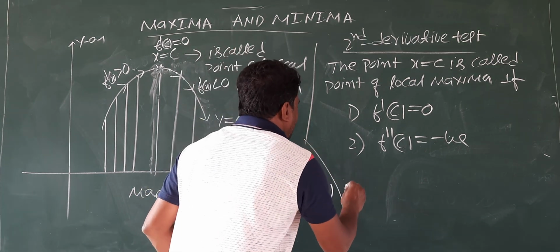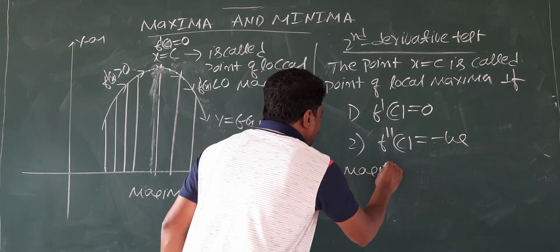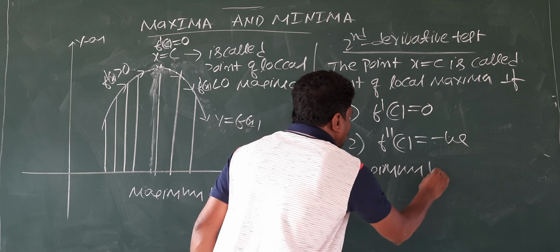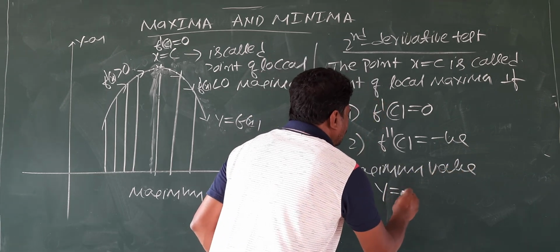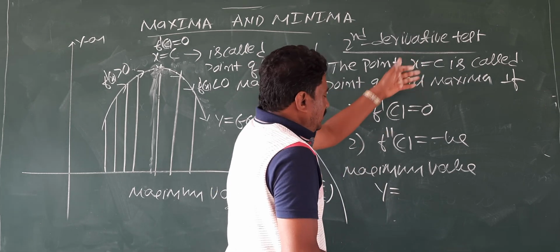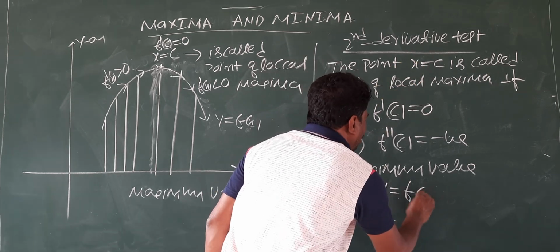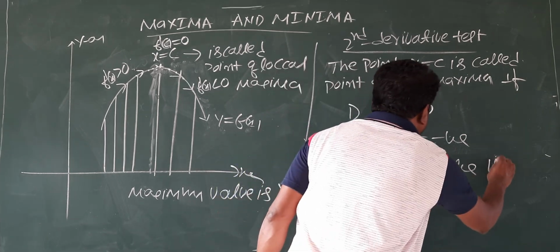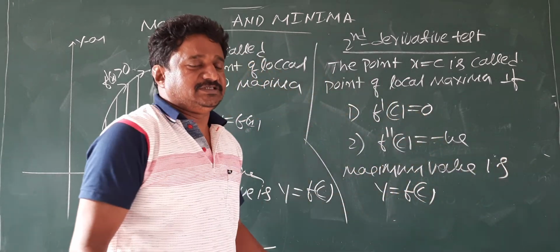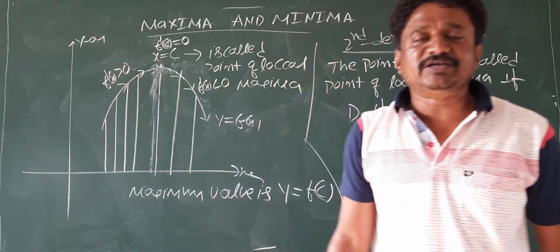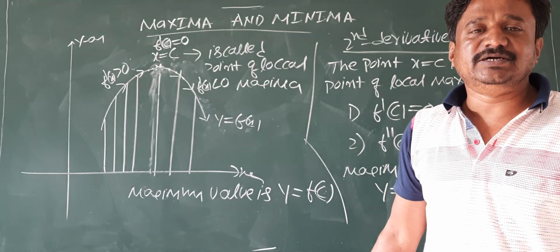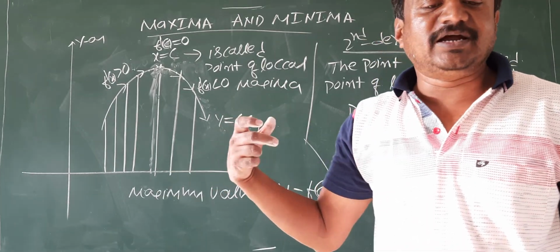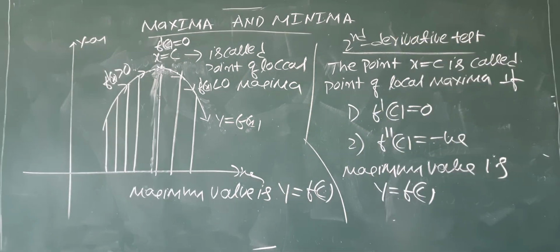Lastly, maximum value means y value. So in the maximum point, f of x value gives us the maximum value. Maximum value is y is equal to f of c. Putting the maximum point in f of x gives the maximum value. I hope you understood, students. So anyhow, learn the conditions by heart and solve the problems. So look at this.